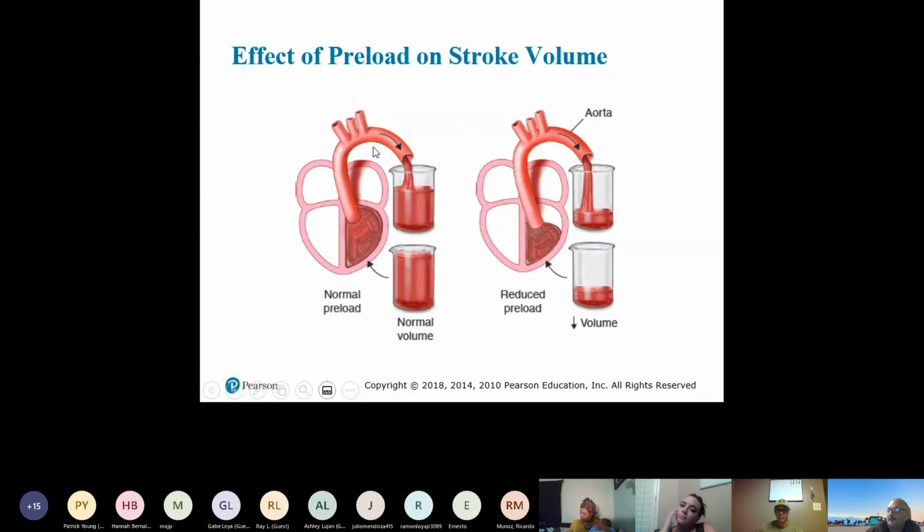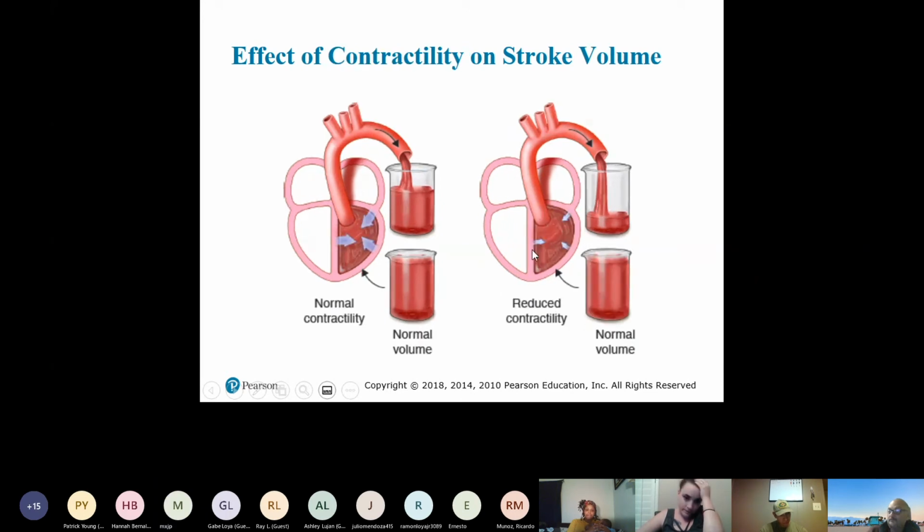Now, if we have decreased preload, they're showing it on the left ventricle, which still it's amount of blood. With normal volume, we're able to push out a normal amount. If we have a decreased preload, then with less volume, we're pushing out less volume. You hear the elasticity, the force of the contraction? Normal, we're able to push out that amount. If we still have the same amount of volume, but less contractility, less force, then we're not pushing out sufficient amount of blood.